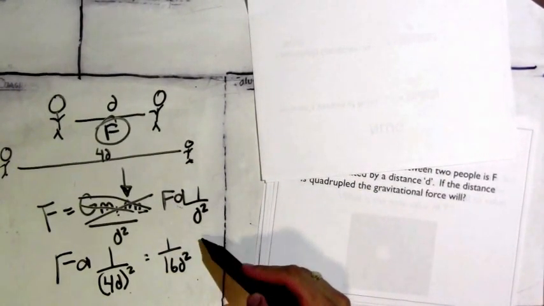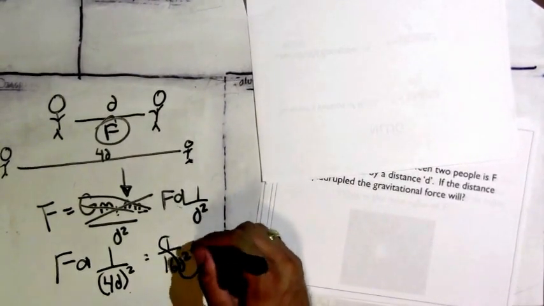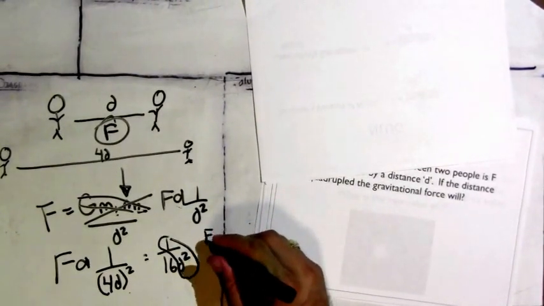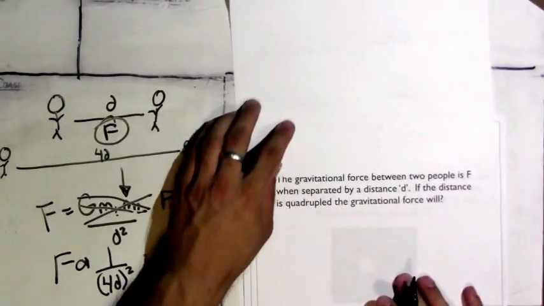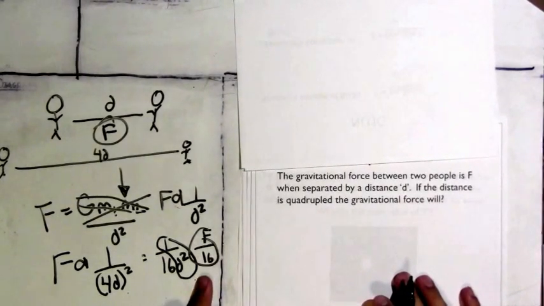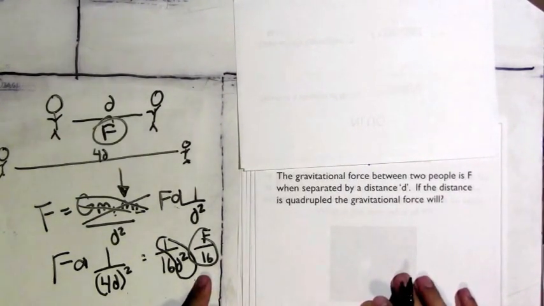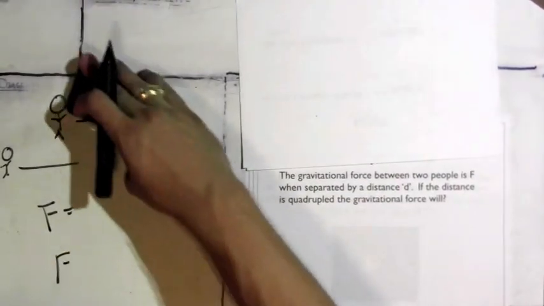Remember, when we had 1 over d squared, we got F. So I have 1 over d squared here. The difference is I have F, and then I have over 16. So if I quadruple the distance, the gravitational force actually reduces to 1/16 as much, because it's an inverse square law. If I were to double the distance, the gravitational force would go down by 4, and so forth. You always have to square that number when it deals with distance.